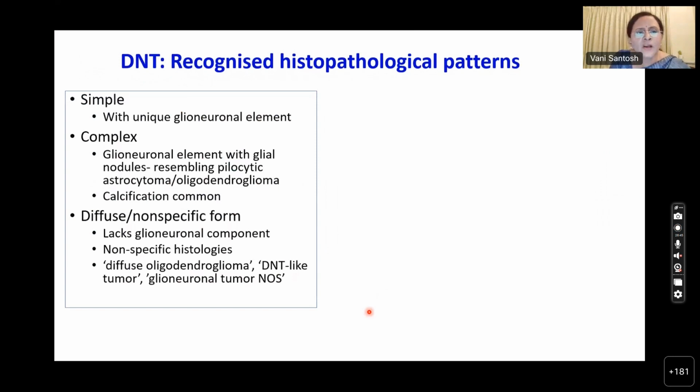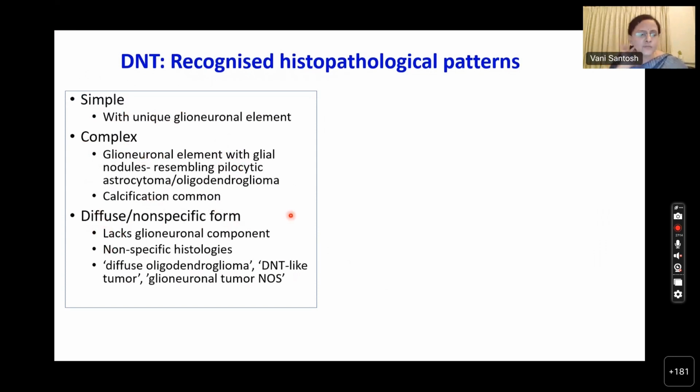There are three histologically recognized patterns in DNET. One is the simple DNET with this unique glioneuronal element that all of us saw. One is called complex DNET. Now these DNETs will have a glioneuronal element. Along with that there will be some glial nodules that can resemble pilocytic astrocytoma, oligodendroglioma. There can be calcification. It becomes difficult to diagnose, and then you may require molecular markers.